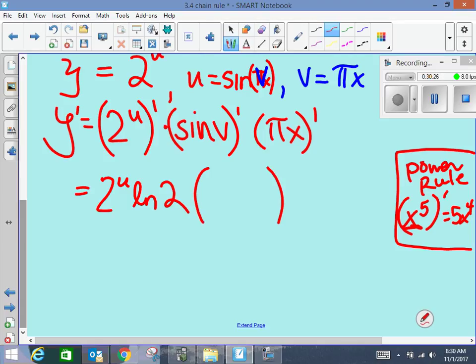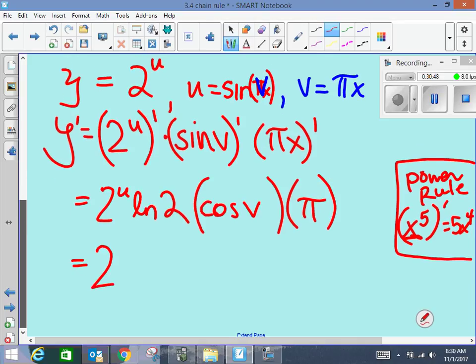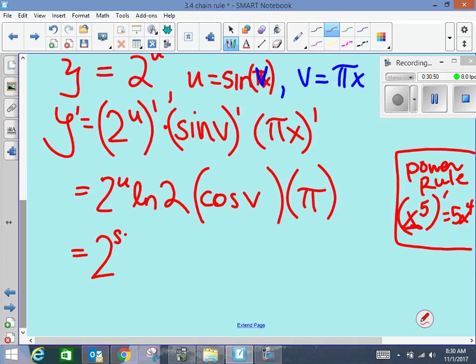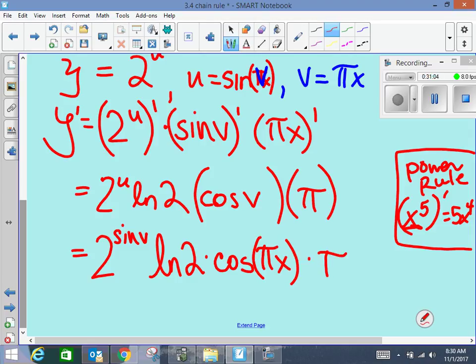All right, what's the derivative of sine of v, Natalie? Cosine v. Good job. And the derivative of pi x? Pi. Good job. It's just like a 2 sitting there. 2x, the derivative would be 2. Okay, now we got to start putting our u's and our v's back in. U is sine of v, ln 2 cosine of v, v is pi x, times pi.